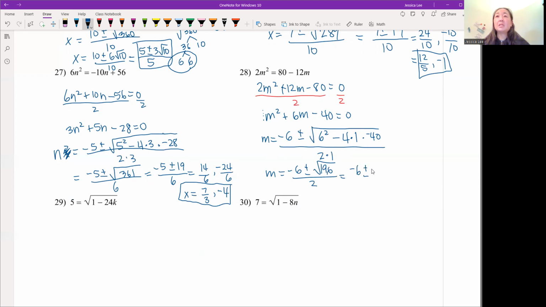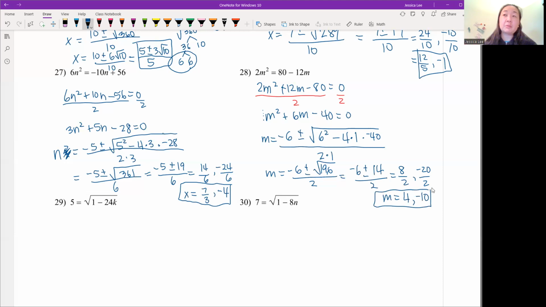Which is going to be negative 6 plus or minus, oh, what was it, 16? What is it? I forgot. Oh, 14. You're right, 14. So this can be 14 over 2. And so negative 6 plus 14 is going to be 8 over 2, and negative 6 minus 14 is going to be negative 20 over 2. Ultimately, m is equal to 8 divided by 2, which is 4, and negative 20 divided by 2, which is negative 10.